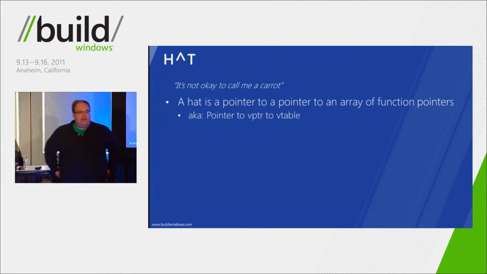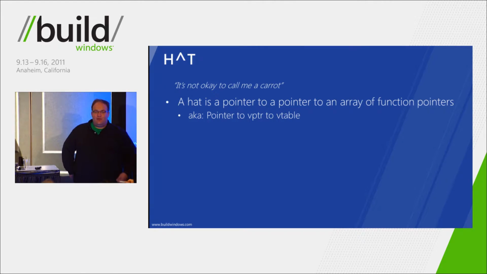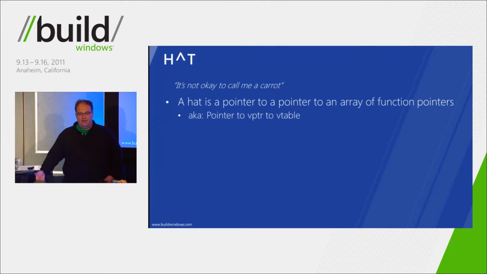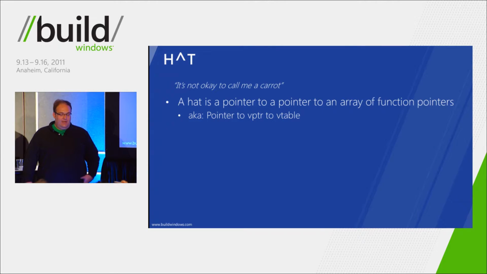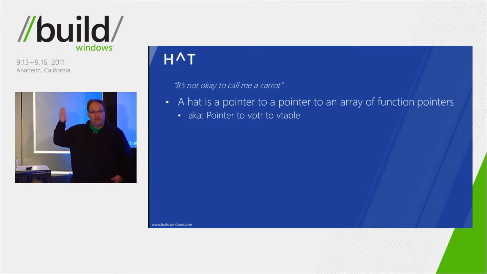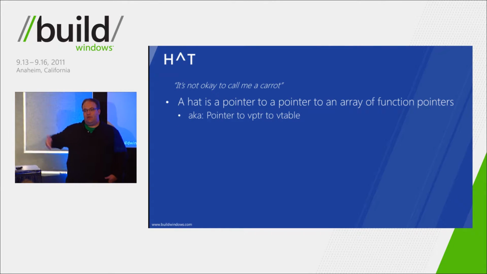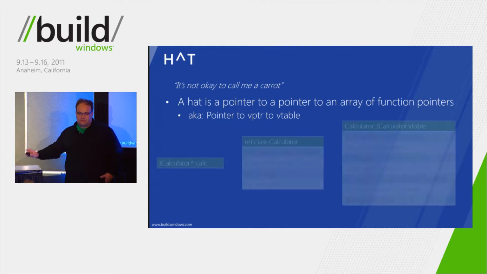So let's talk a little bit about hats. We like to call it a hat. We don't really like calling it a caret or uppercase 6. We just want to say this is a hat. And a hat really is a pointer to an array of function pointers. Also known, if you know C++ well enough, as a pointer to a vpointer to a vtable. And that's really all it is. When you talk about a hat, that's how we interpret it.